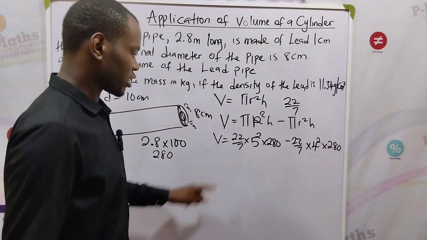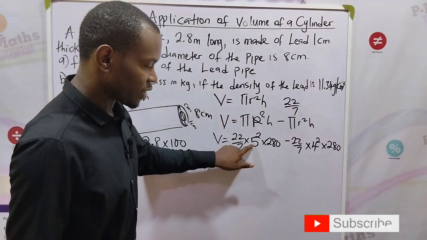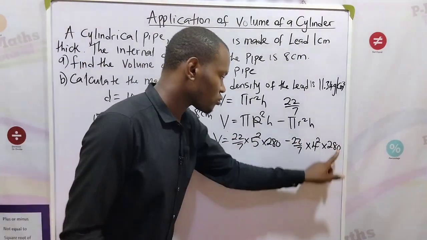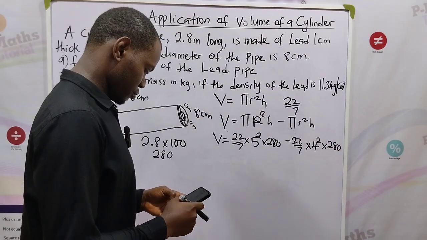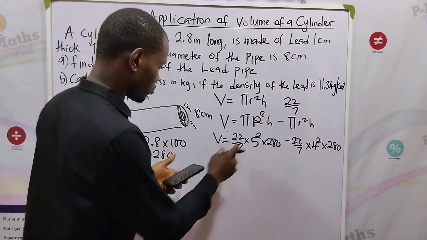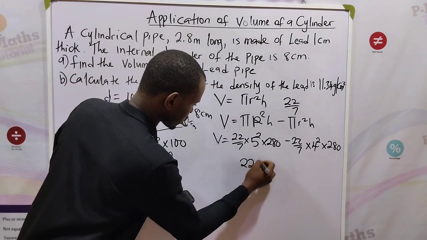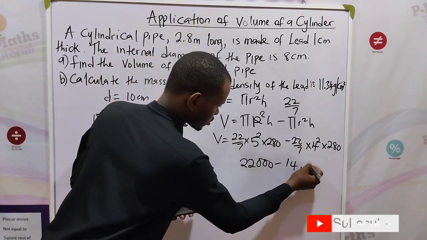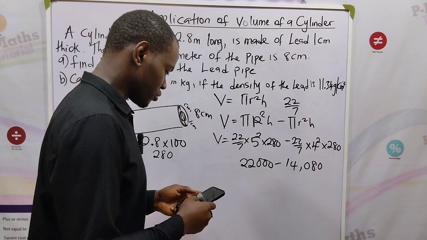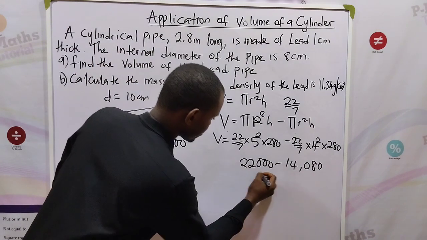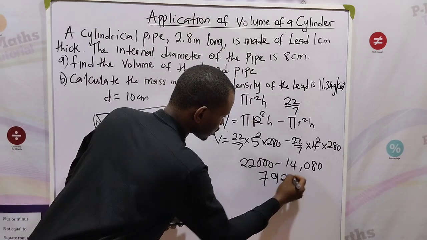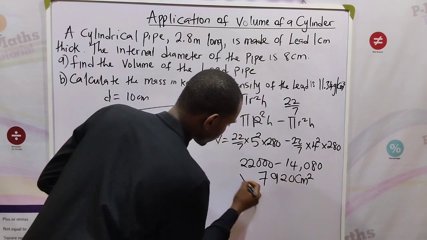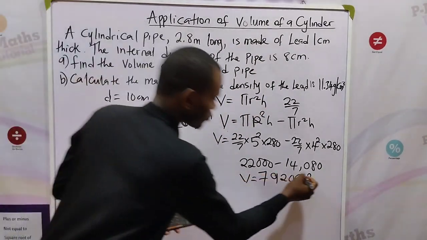So let's multiply. Punch your calculator. 22 times 25, because 5 squared is 25, times the height. You divide by 7. Then do something similar here. Okay, so multiplying gives me 22,000 minus, this is 14,080. Then let's subtract. That is giving me 7,920. All right, so we found the volume, and that is in centimeter cube. Volume is measured in cubic centimeter.